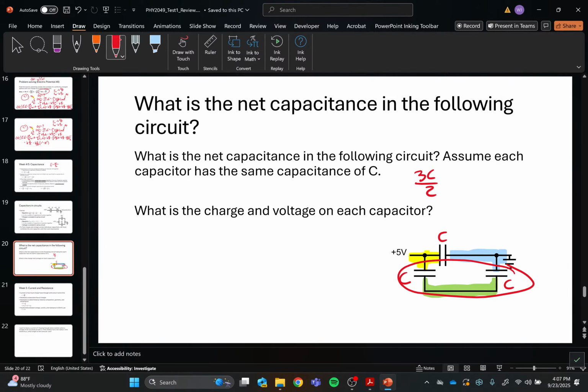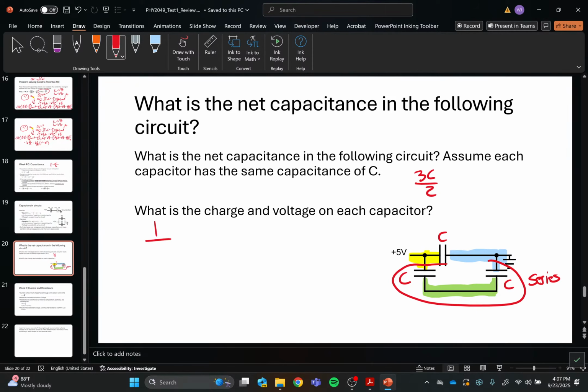Just because they look parallel doesn't mean they are. Parallel doesn't mean geometrically parallel. Parallel means same voltage across; series means one after the other. These are one after the other. I can easily go from this one to the other one, nothing's in between. So, anyway, combine these. These are in series.